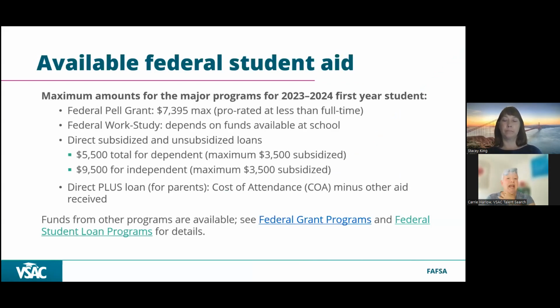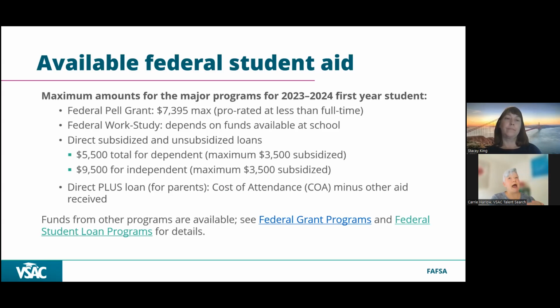So let's talk about available student aid for the 23-24 school year. We don't know exactly what's available for 24-25 because budgets have not passed. But this year, the federal Pell Grant maximum for a student with no resources available for college is $7,395 full time. It is prorated for less than full time. Federal work study will depend on the funds available at the school and the student's financial need. And then the subsidized and unsubsidized loans. There's a $5,500 total for dependent first-year students. And for independent students, there's a $9,500 maximum that students can borrow their first year of college.